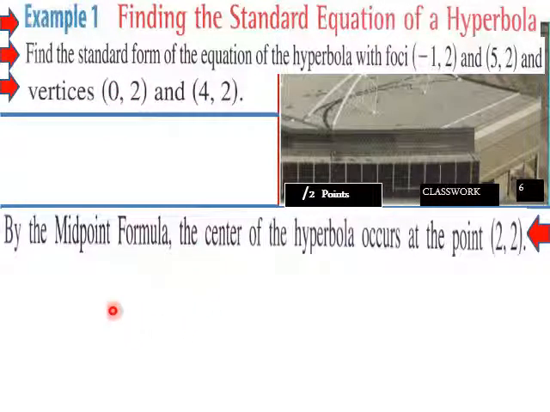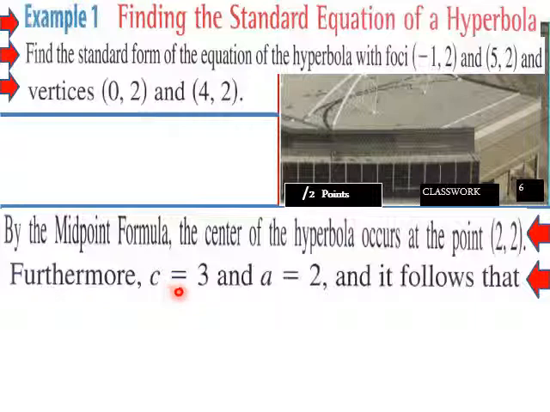With a situation like that, by the midpoint formula, the center of the hyperbola occurs at the point (2, 2). Since we know that our foci are (-1, 2) and (5, 2), and our vertices are (0, 2) and (4, 2), the center of the hyperbola occurs at (2, 2). That would be halfway between our (0, 2) and our (4, 2).